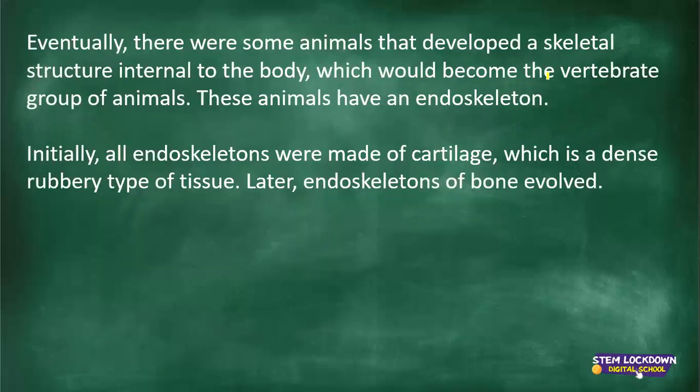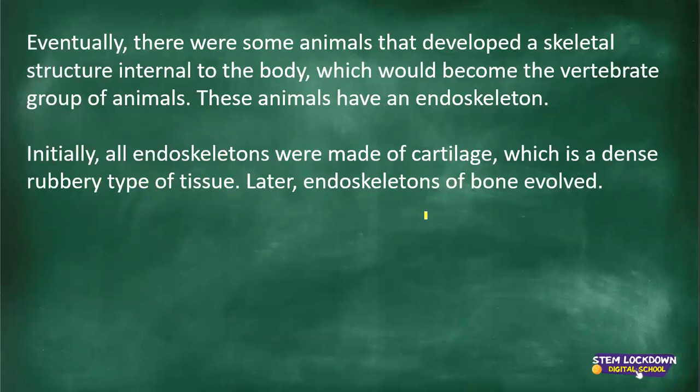Right? And then eventually there were some animals that developed a skeletal structure internal to the body, which would become the vertebrate group of animals. These animals have an endoskeleton. Initially, all skeletons were made of cartilage, which is a dense rubbery type of tissue. You all know cartilage, right? When you're eating chicken or whatever, you see that white part, it's soft. Okay? It's not meat, it's not bone, it's just that white part. That is the cartilage. So it's a dense rubbery type of tissue that this endoskeleton was initially made of.